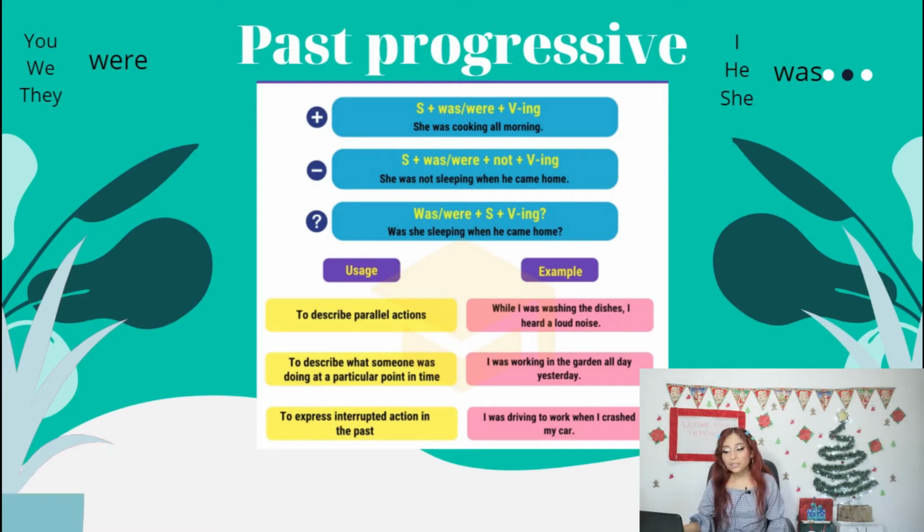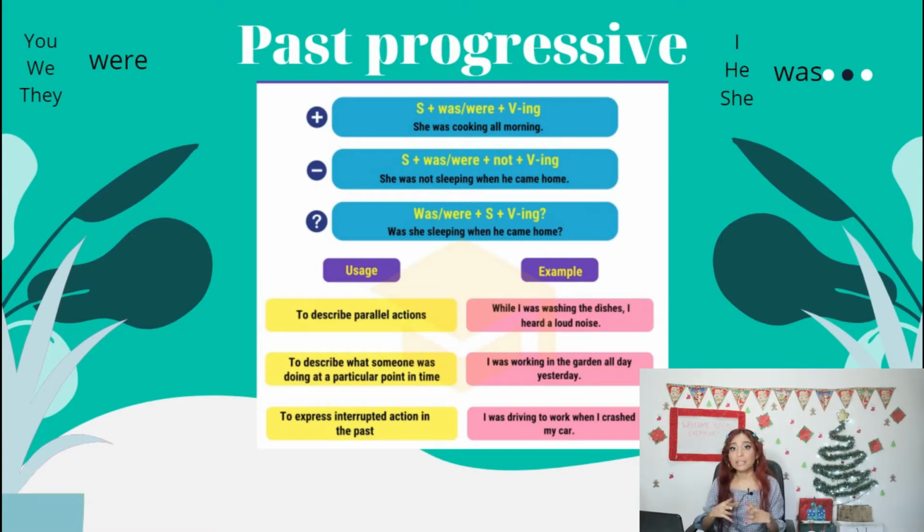So another usage is to describe what someone was doing at a particular point in time. So when we are specifying in which time it happened. For example, I was working in the garden all day yesterday. This is the particular point in time. All day yesterday. Okay, for example, I would say, my dog was sleeping all night.